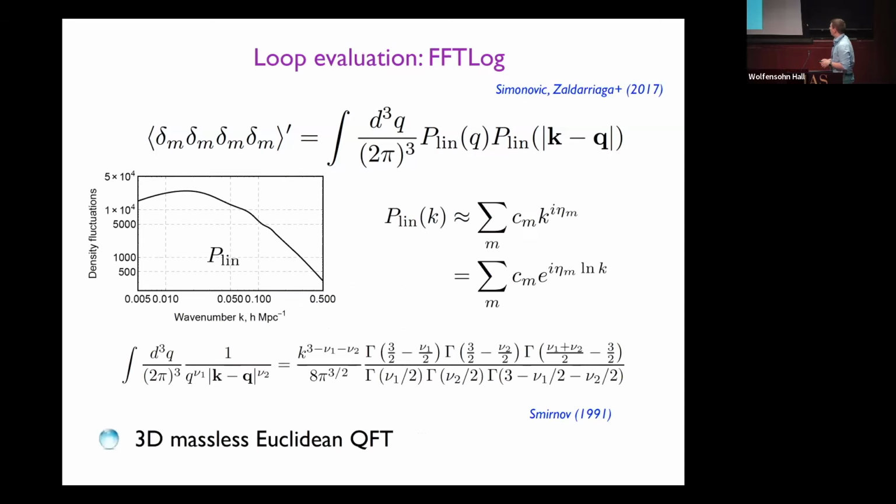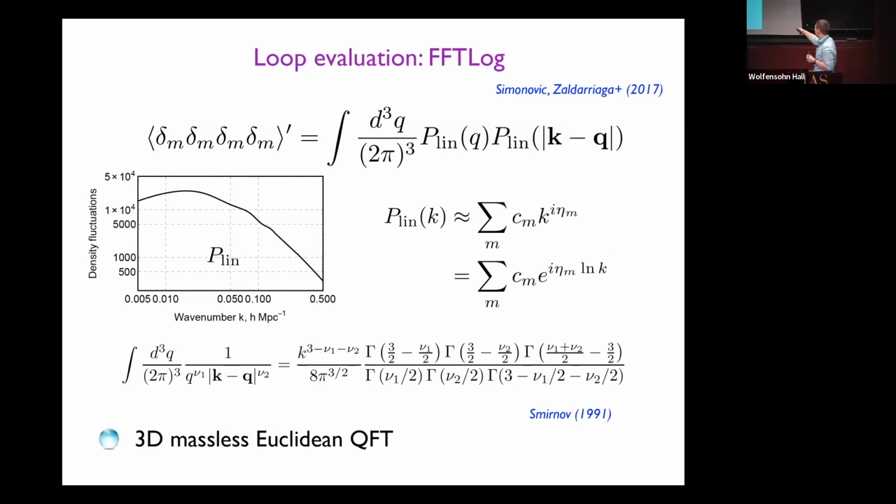All right, let's see how we're going to evaluate this integral. As I said before, the linear power spectrum that appears here in this loop integral is something that we know only numerically. So the way we deal with that is we approximate this propagator as a collection of power laws, and the exponents of these power laws are in general complex. The best way to think about this is as a Fourier transform in the space of the logarithm of k, and hence this method is called FFTLog, the logarithmic fast Fourier transform.